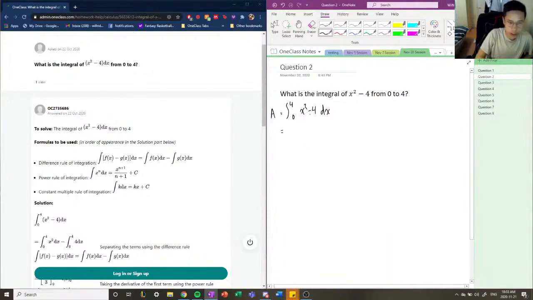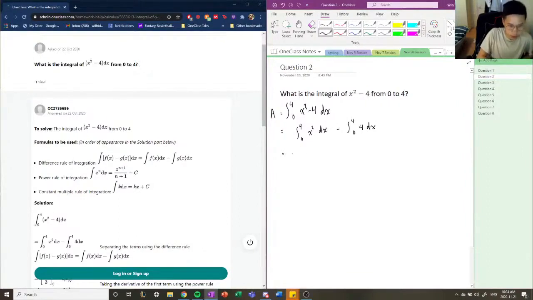So the first thing that we're going to do here is that we see that our function here could be considered the difference between two functions. So we're going to use a difference rule of integration to break them up, okay? So this would be x squared dx minus 4 dx, okay? So our first integral here, we can use the power rule, which suggests that the integral of x to the n is x to the n plus 1 divided by n plus 1. So we're going to do that here.